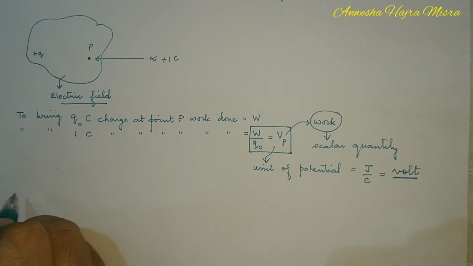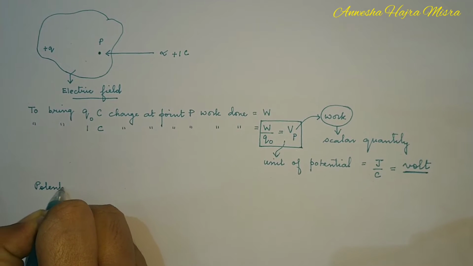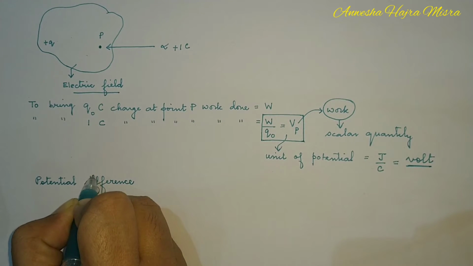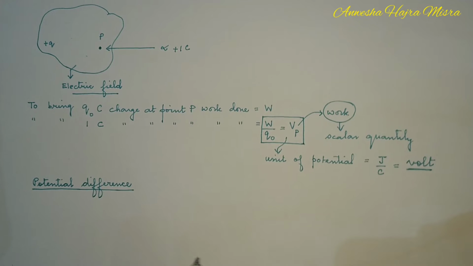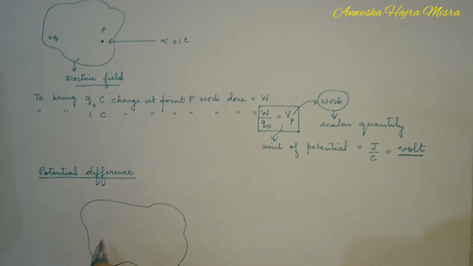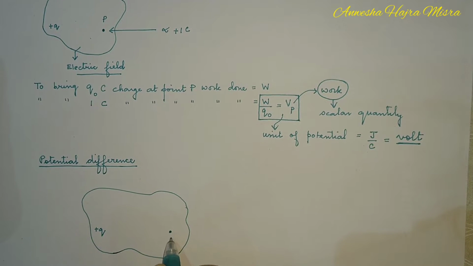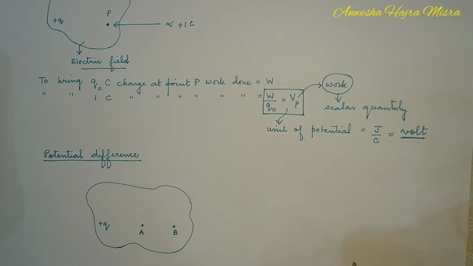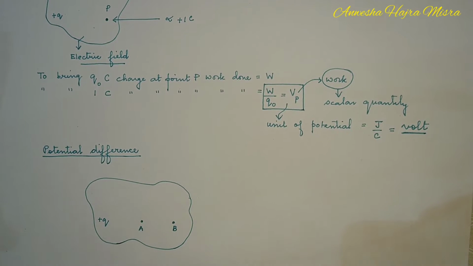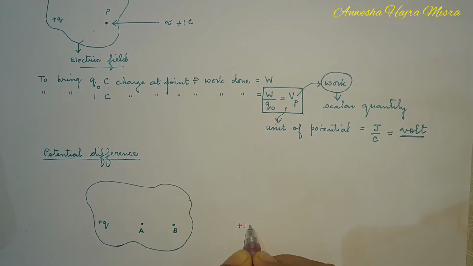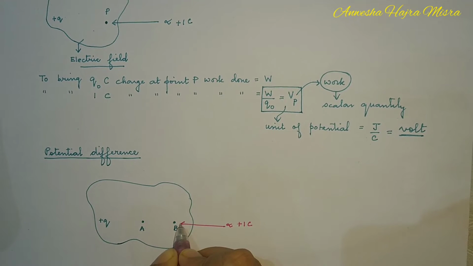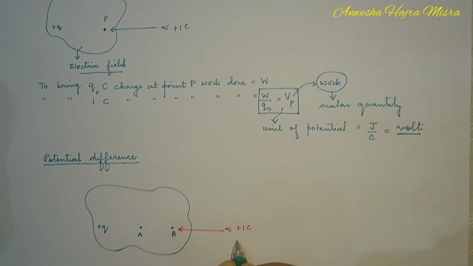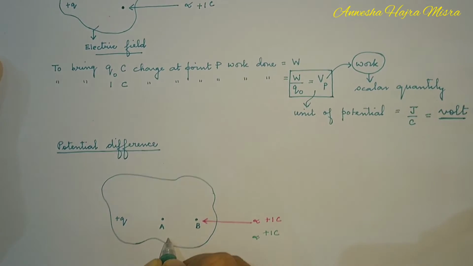Now suppose you are asked, what is potential difference? Say you have a region, here you have a charge Q. I want the potential difference between A and B. Now first tell me, what is potential at B? Potential at B is the work done in bringing +1 coulomb charge from infinity to this point. And what is potential at A? It is the work done in bringing +1 coulomb charge from infinity to this point.